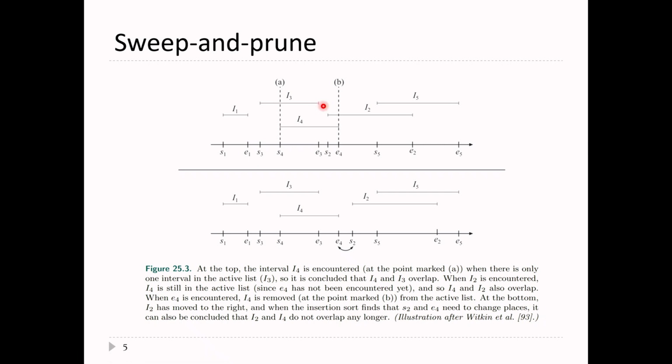Keep on going. Now you hit I2, so I2 goes into the active list, and you know that I2 intersects I4. Keep on going. You hit I5. Oh, wait, I4, sorry. There it is. Keep going. You hit the end of I4, so I4 comes out.